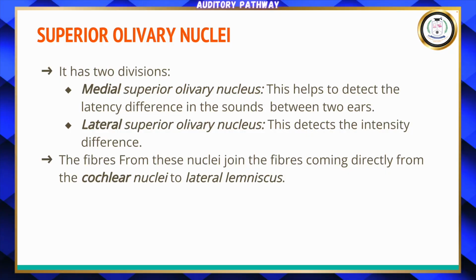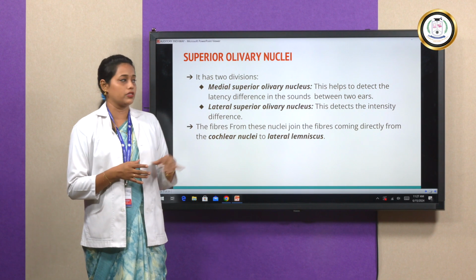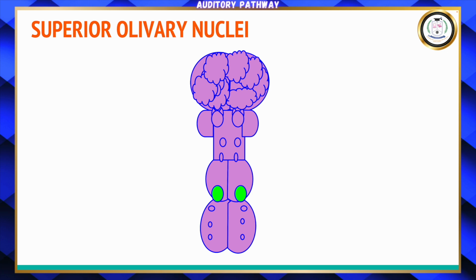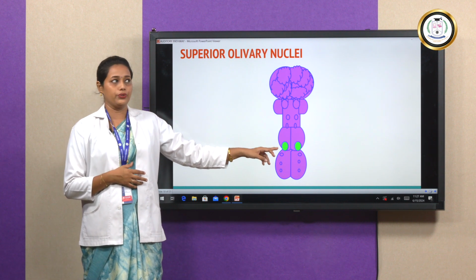The fibers from these nuclei will join with the fibers which are coming directly from the cochlear nucleus to the lateral lemniscus. So here you have the picture representation of the superior olivary nucleus. This green colored segment is called the superior olivary nucleus.